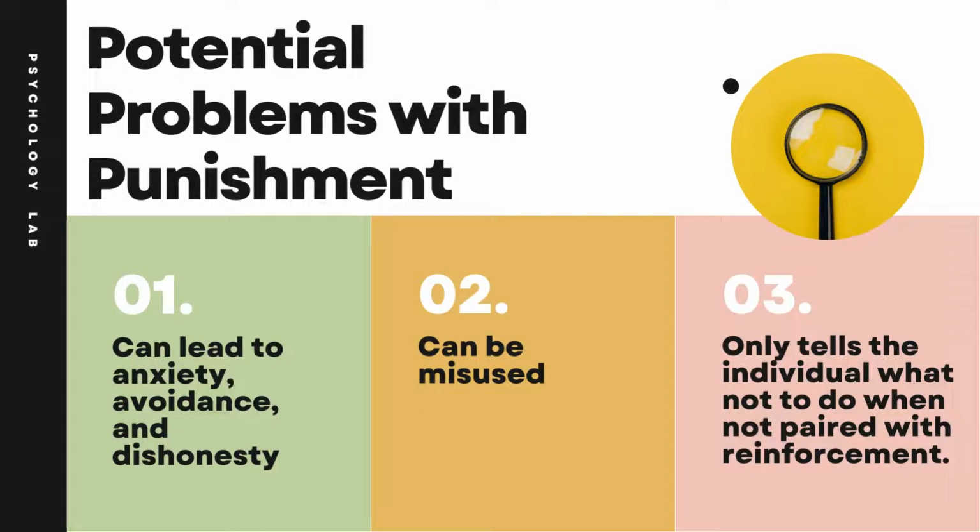First, punishment can lead to anxiety. It can also lead to avoidance and dishonesty. For example, if a parent is frequently using punishment, the child may become anxious around the parent. Ironically, the parent wants the child to learn, but anxiety and learning do not go hand in hand. And since punishment only tells the individual what not to do, they're not learning what is desired. Therefore, it's important that reinforcement is used with punishment as often as possible.